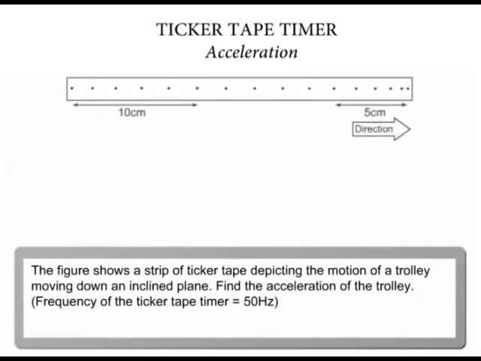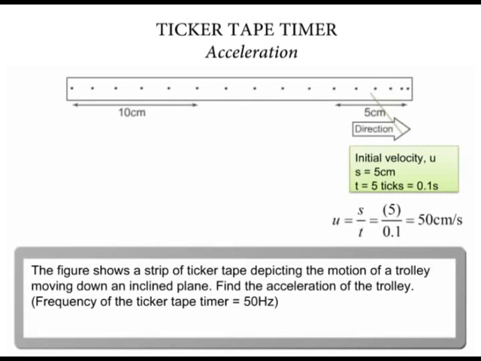Another example. The figure shows a strip of a ticker tape depicting the motion of a trolley moving down an inclined plane. Find the acceleration of the trolley. Frequency of the ticker timer is 50 Hz. So initially the trolley took 5 ticks to move 5 centimeters. The displacement is 5 centimeters and the time is 5 ticks or 0.1 second. Calculating, initial velocity is equal to 50 centimeters per second.